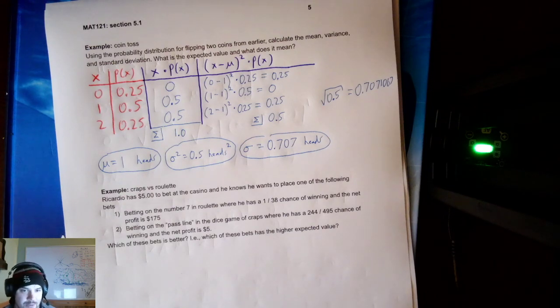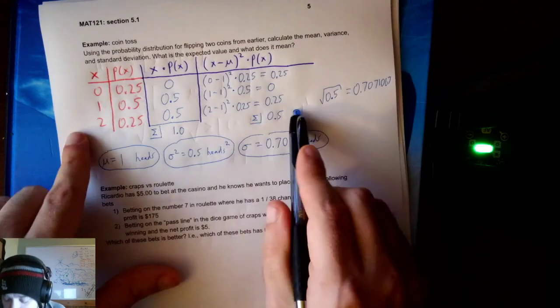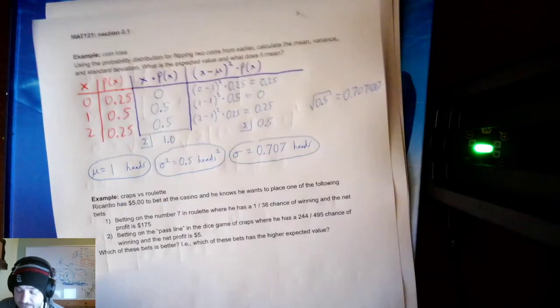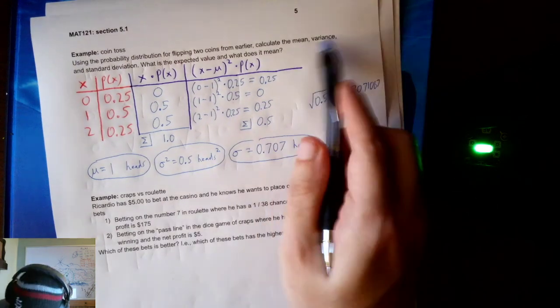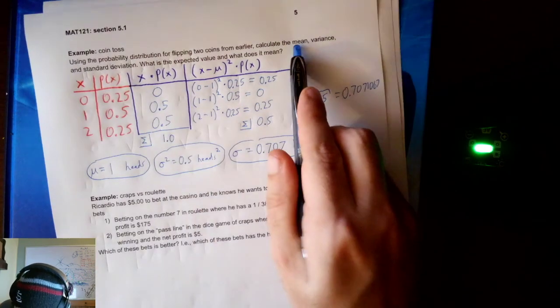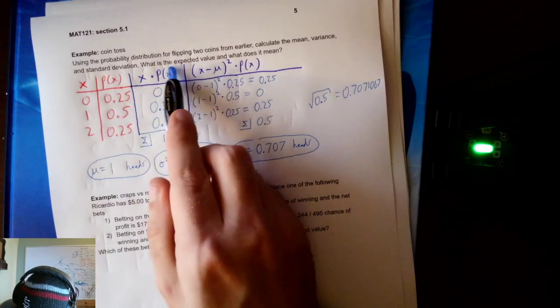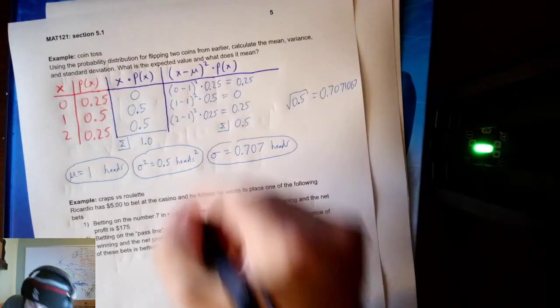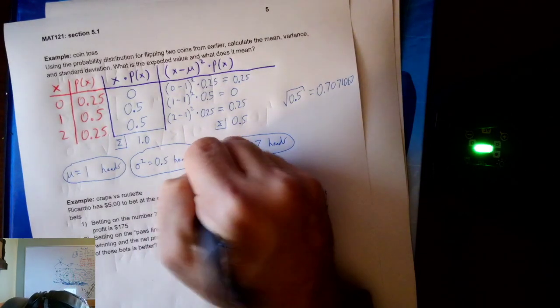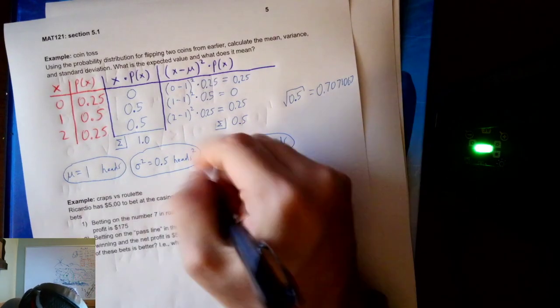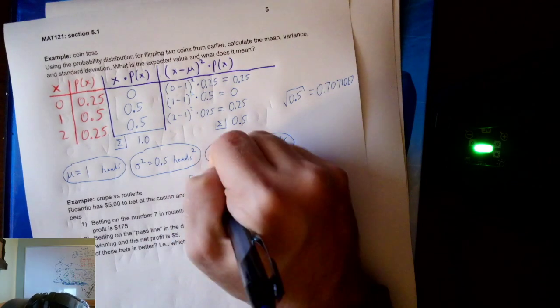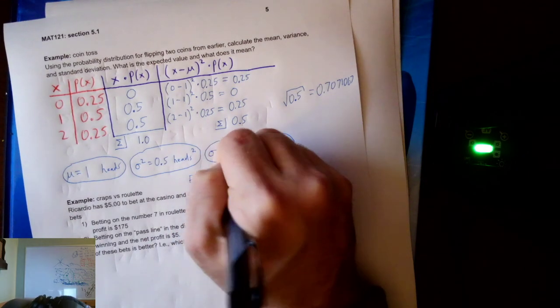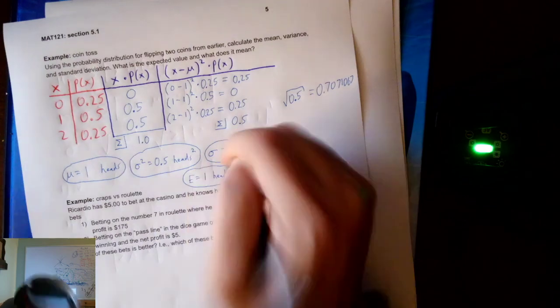So probability distributions. Notice the table helped me stay organized for finding my values. I've got one last question. I calculated mean, variance, standard deviation. What is the expected value and what does it mean? Well, the expected value would be equal to the average, 1 heads. And what does it mean?